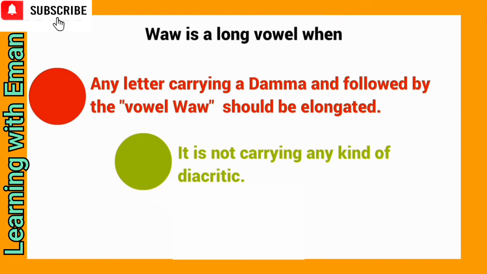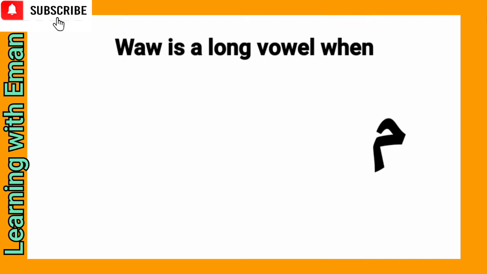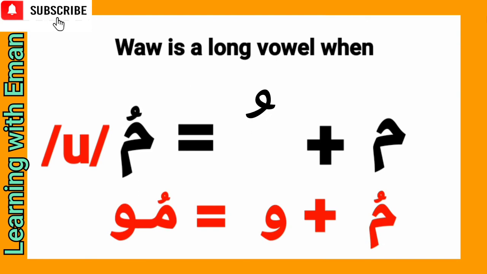Waw is a long vowel when any letter carrying a dhamma is followed by the vowel waw. In this case it should be elongated. Waw doesn't carry any kind of diacritic. Now let's discuss these conditions. The first condition is that waw is a long vowel when any letter carrying a dhamma is followed by the vowel waw. If we take the letter mim for example, from the last lesson, we know how to add dhamma to the letter mim. Now, if we add the waw long vowel it will be moo.